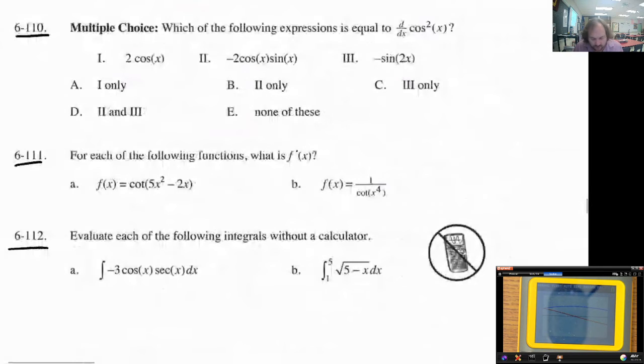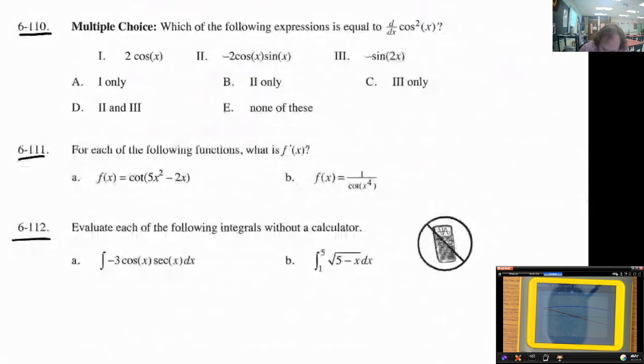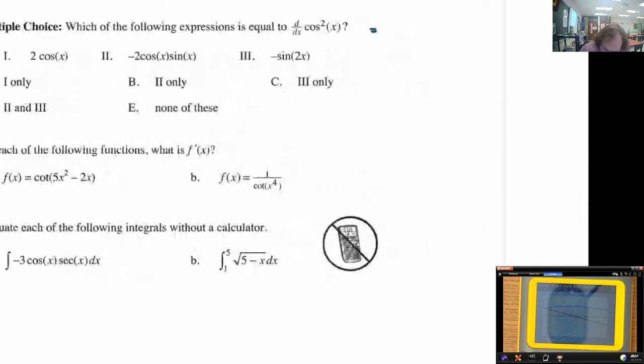Multiple choice. Which of the following expressions is equal to the derivative of the cosine squared of x? So let's think about the cosine squared. It's going to be a chain rule function. The outside function is the second power, so the power rule would give us 2 cosine x to the first power. But we need to multiply by the derivative of cosine, which is negative sine of x. And so altogether our answer is negative 2 cosine x sine x, which I see right there is option 2.